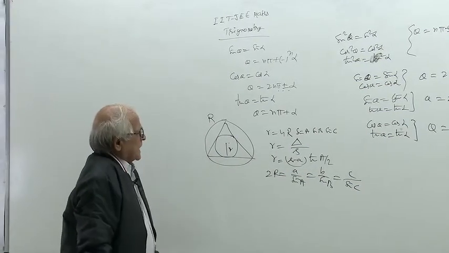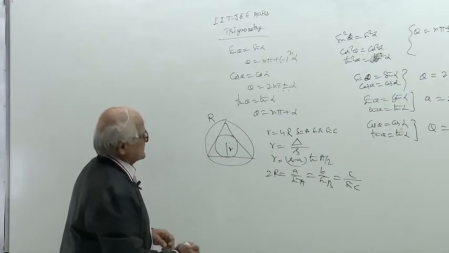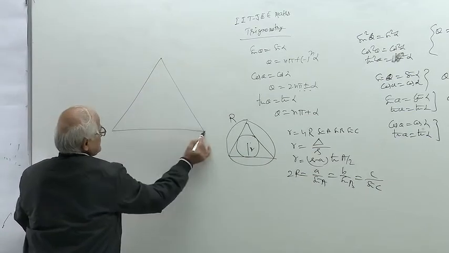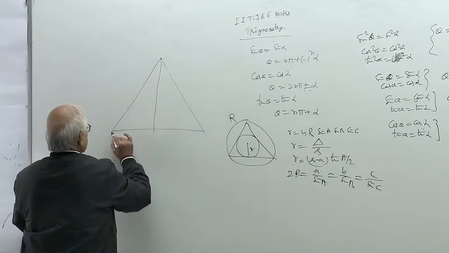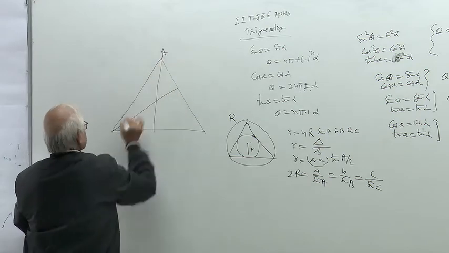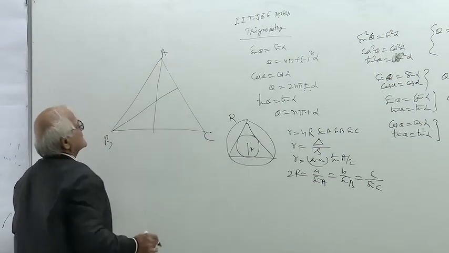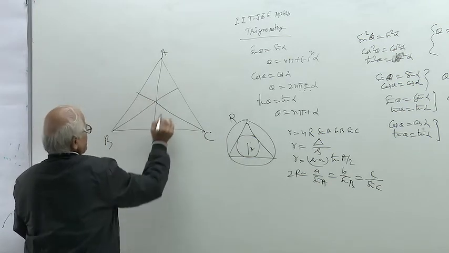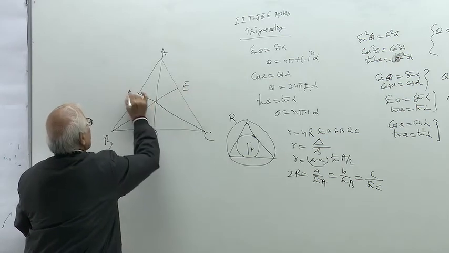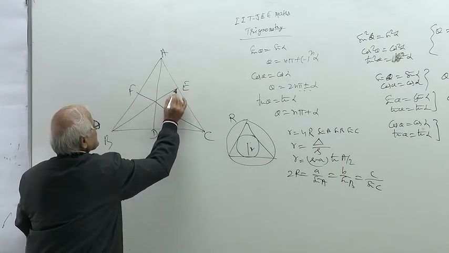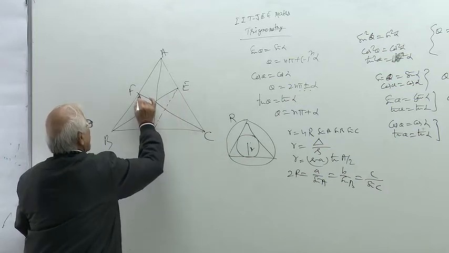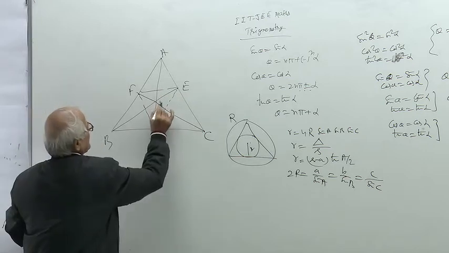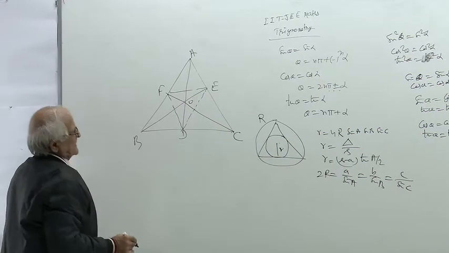Now we come to another formula for the pedal triangle. If in the triangle, the perpendicular drawn from the vertex of ABC meets the opposite sides at D, E, F, then this triangle is called the pedal triangle. We call this the pedal triangle.